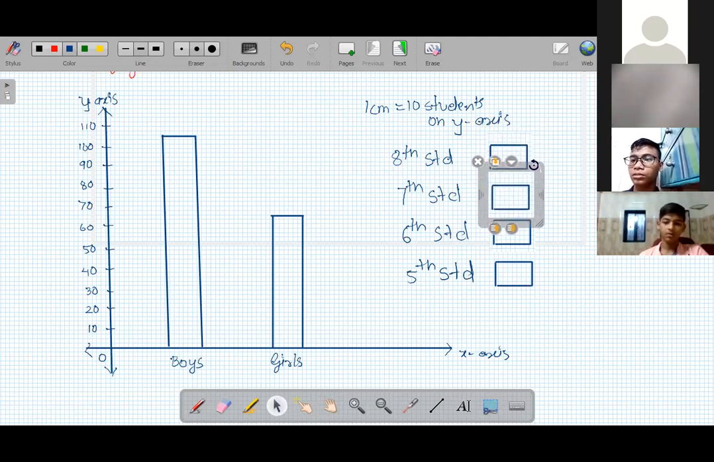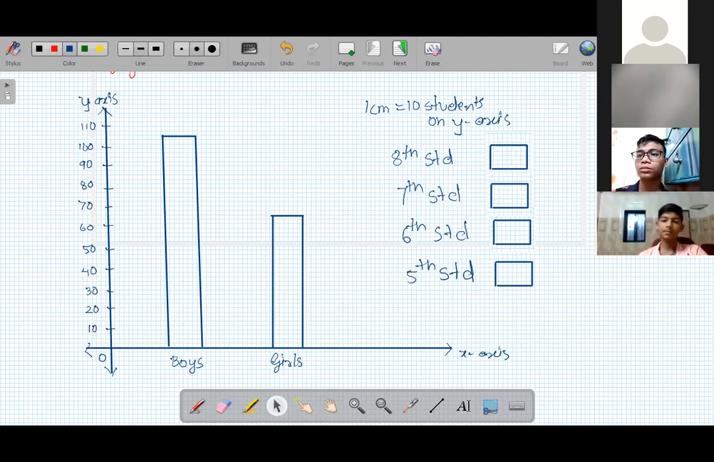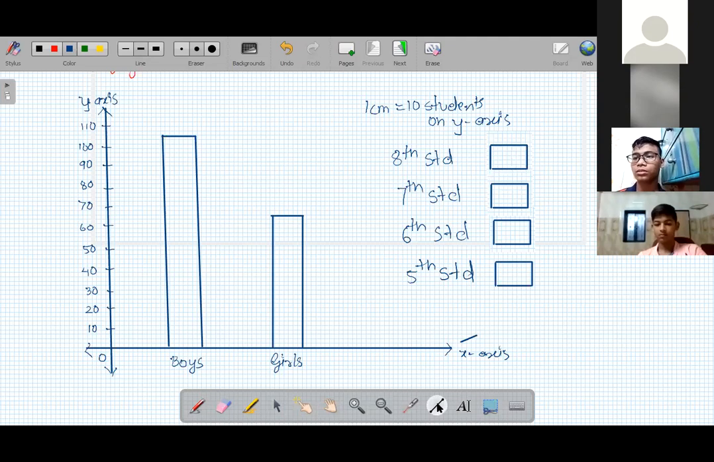Sir, then we have to draw two y-axis or only one y-axis? One y-axis only. Why two? Only one y-axis. This is the x-axis, and this one is the y-axis. On the x-axis, you have to draw your bars. Now we need to subdivide it.